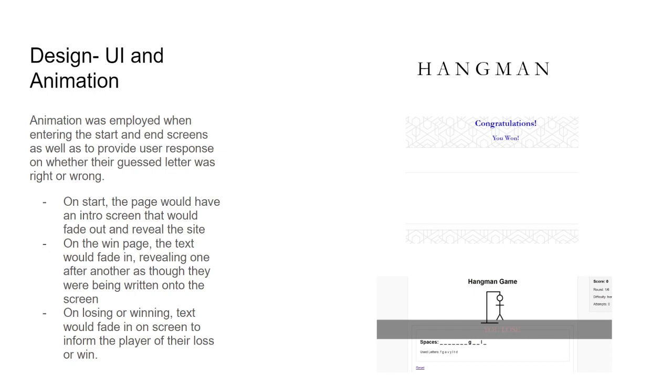Animation was employed when entering the start and end screens, as well as to provide user response on whether their guessed letter was right or wrong. On start, the page would have an intro screen that would fade out and reveal the site. On the one page, the text would fade in, revealing one after another as though it were being written on the screen. On losing or winning, text would fade in on screen to inform the player of their loss or win. Here's a demo to demonstrate how our game runs.